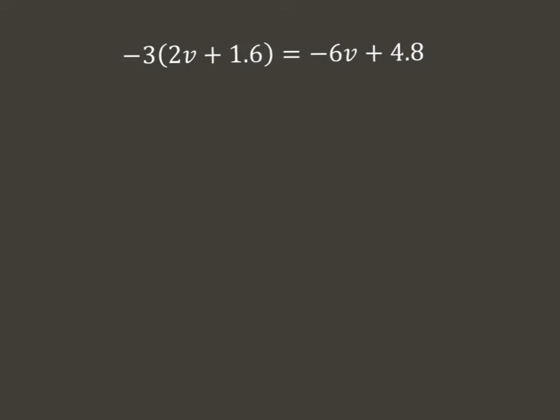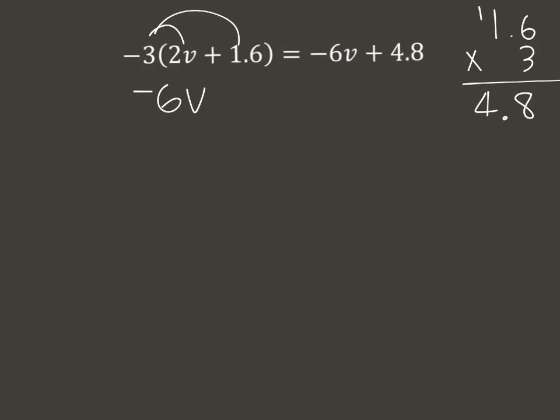All right, next one, gotta distribute before we do anything. So negative 3 times 2v is negative 6v. Negative 3 times 1.6, I don't know that off the top of my head, so I'm gonna do some work off to the side. 3 times 6 is 18. 3 times 1 is 3, plus 1 is 4. Put my decimal. It was a negative times a positive though, so make sure you have minus 4.8.